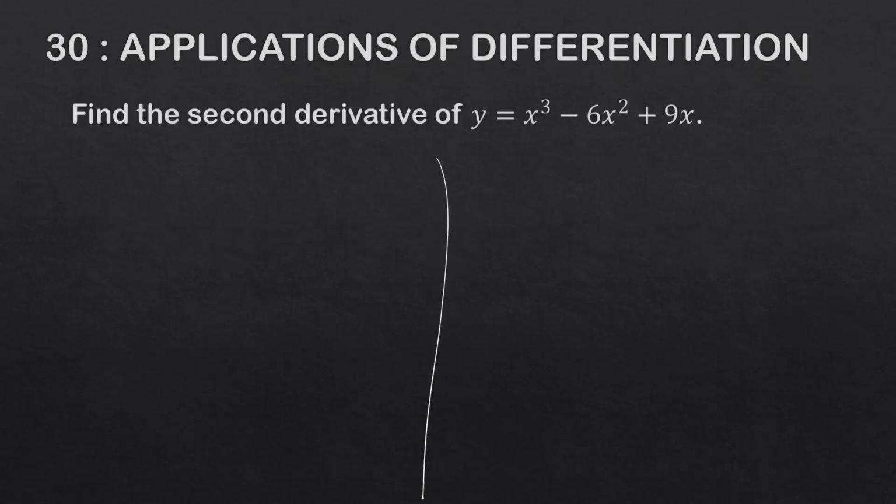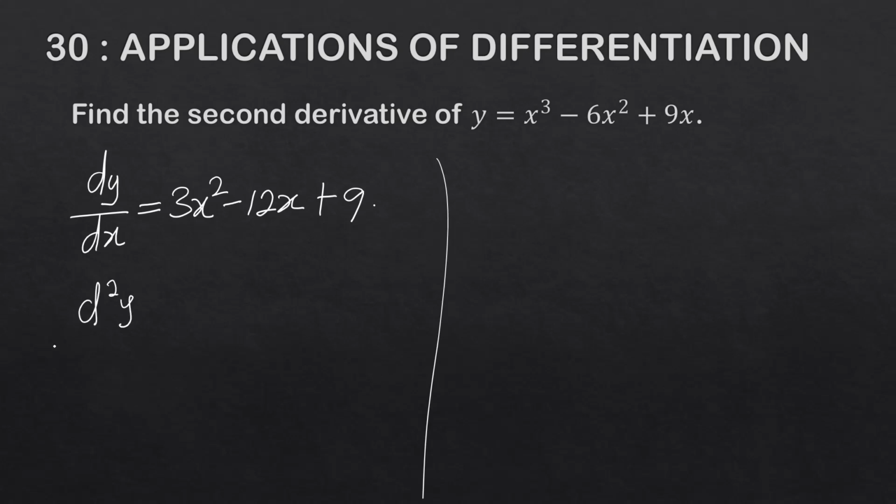And this is the last question. Find the second derivative of this function. Second derivative means you first of all find the first derivative, then you find the second derivative. The first derivative is going to say that dy dx is equal to 3x squared minus 12x plus 9. So this is the first derivative. For the second derivative, I'm starting from where I stopped. I am going to differentiate it again. I'm going to have 6x minus 12. So this is my second derivative.